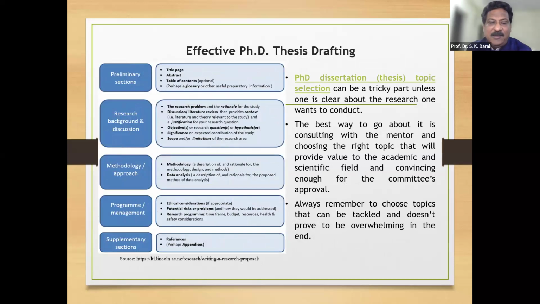Then this is the format you are going to adopt, how effective thesis drafting can be possible. Because you see, you need a title, you have to write an abstract, and a table of contents. These three are known as preliminary sections. And when you are writing the research problem, rationale of the study, literature review, objectives, hypothesis, significance and expected contribution of the study, scope and limitations of your research area, these five points that I told you are known as the research background and discussion. The preliminary section, then the research background and discussion.